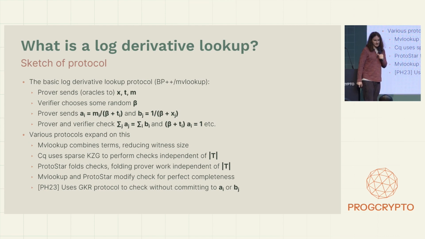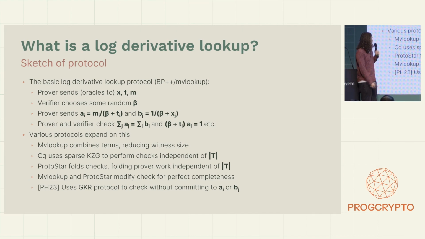And then I guess most recently was this Log GKR paper from Haböck and Papini that was also mentioned in the last talk, where you can avoid committing to the A's and the B's entirely. So that's actually quite a big cost of log derivative lookups. And that's also part of the reason why MV-lookup's optimization is interesting. Because if you reduce the number of A's and B's that you're committing to, you reduce the prover cost quite a bit.